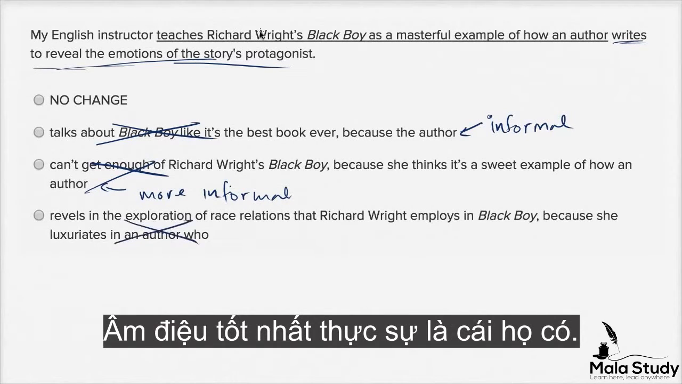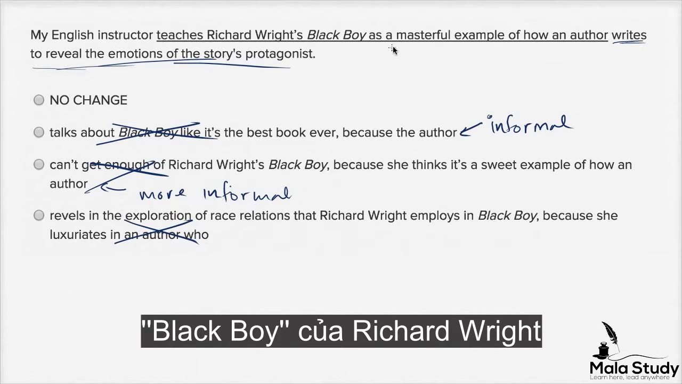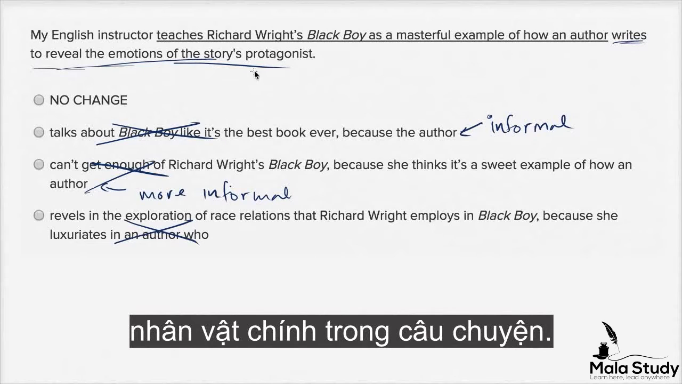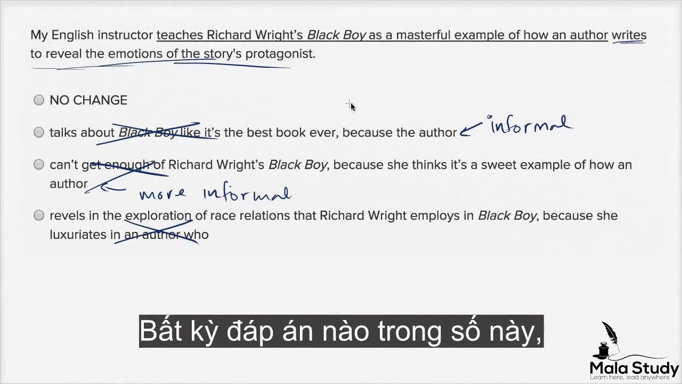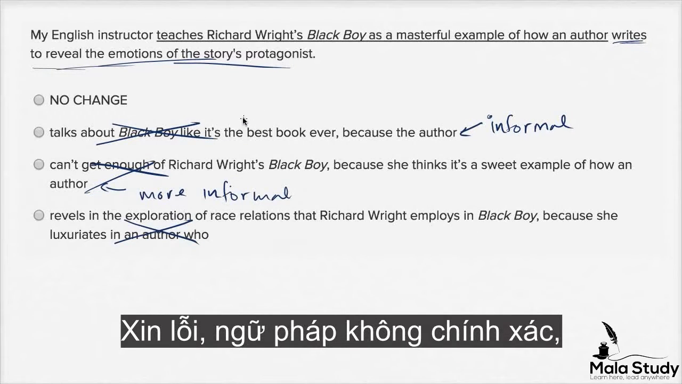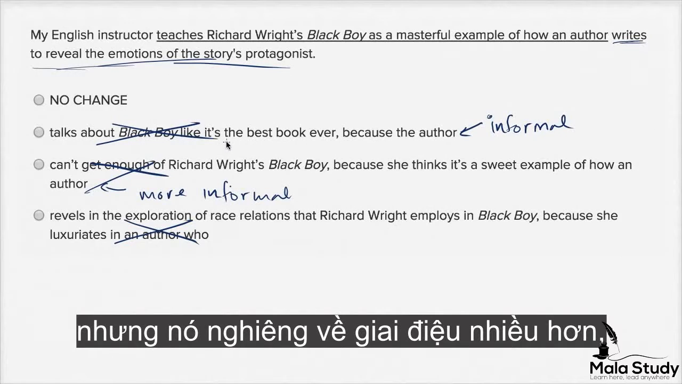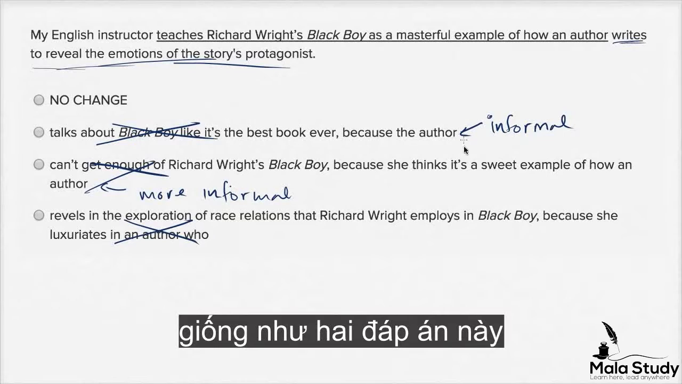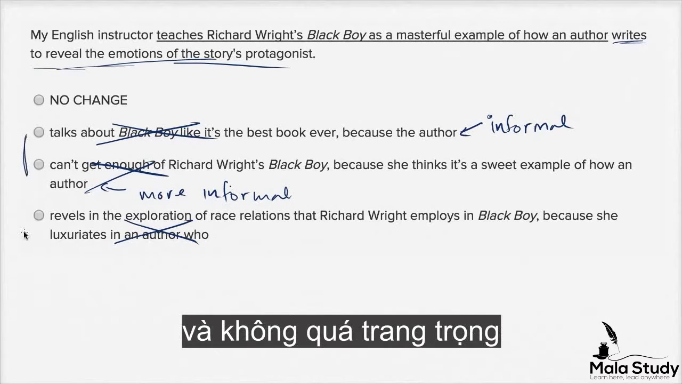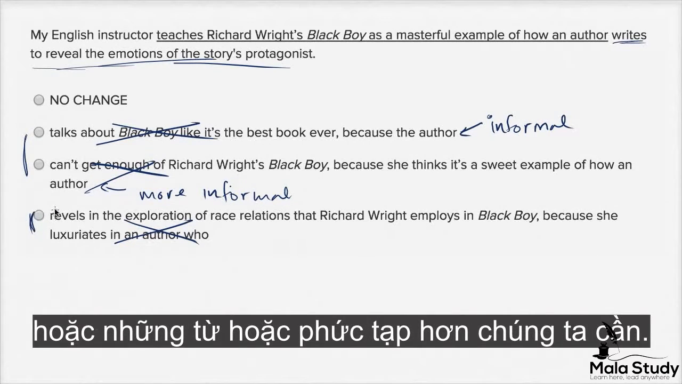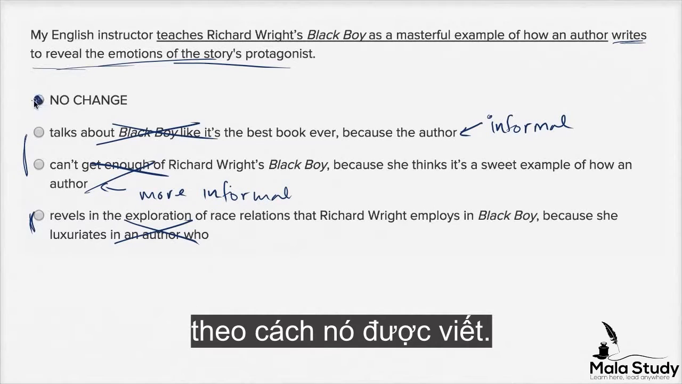The best tone is actually what they have. My English teacher teaches Richard Wright's Black Boy as a masterful example of how an author writes to reveal the emotions of the story's protagonist. And I want to be clear, in any of these choices, the grammar is not incorrect, but it's more about tone here. We really just want to hit the tone where we're not too informal like these two choices right over here, and not too formal, using too complex language or words, or more complex than we need to. So I actually like it the way that it's written.